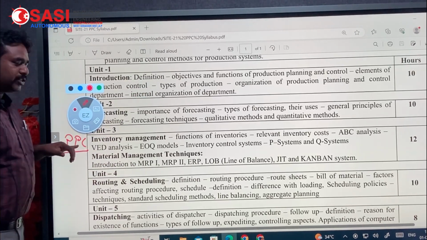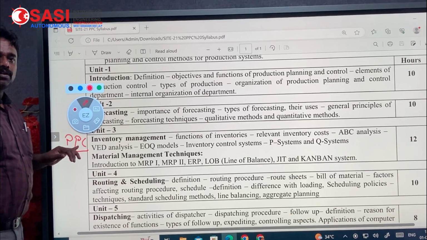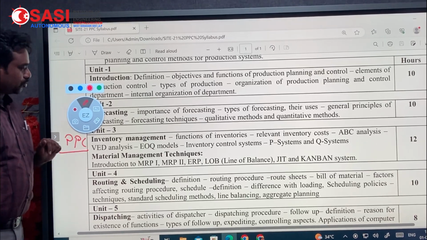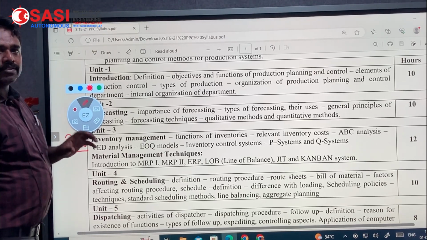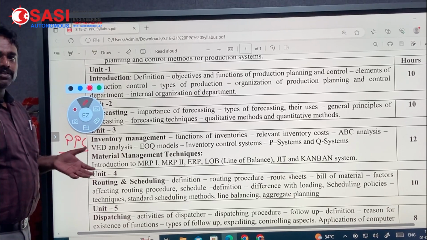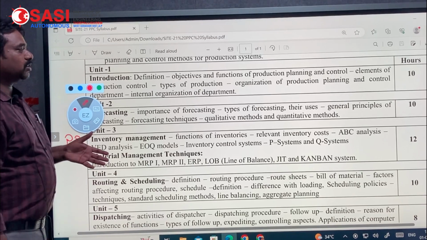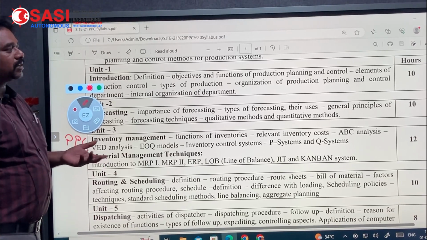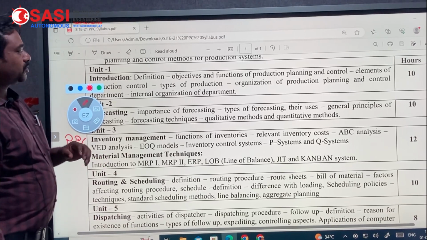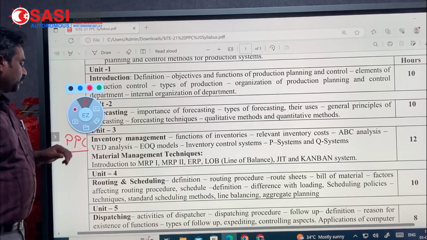The main objective of this department is to oversee how to plan things and how to execute things in the industry, so as to achieve more production with less wastage, and to achieve the targets of the customers within less time. This is the main important thing.